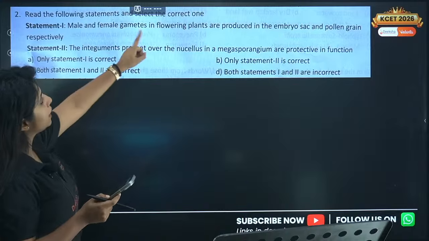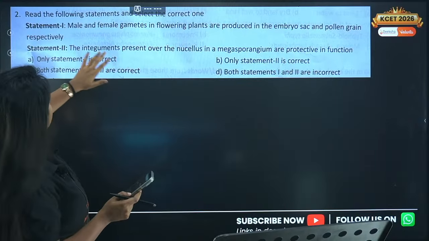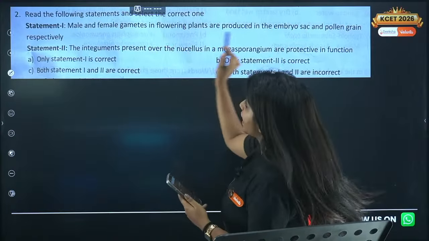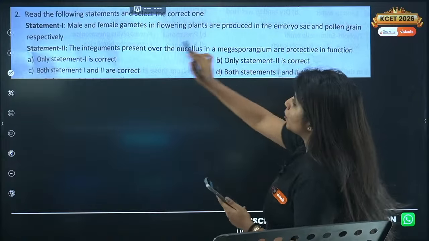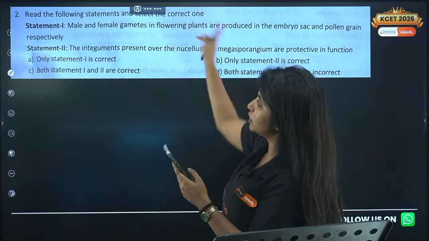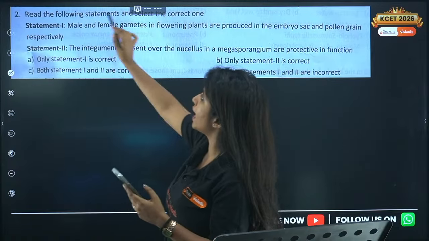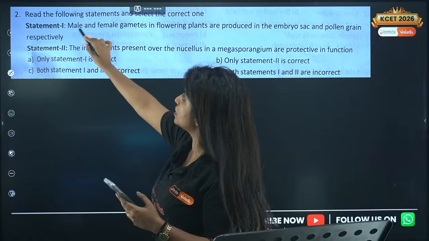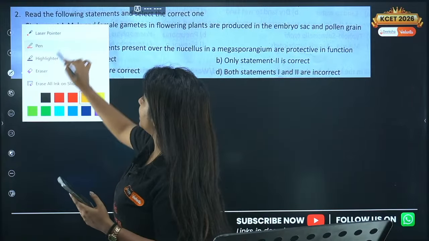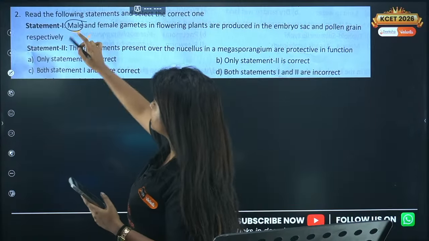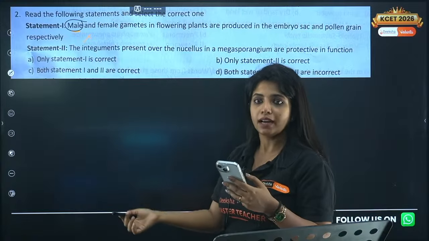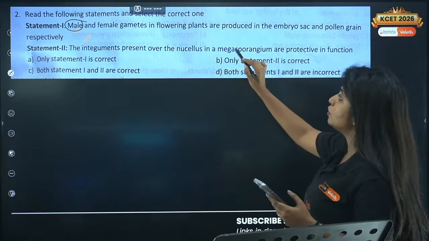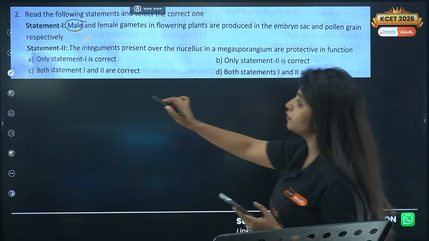Statement 1. Male and female gametes in the flowering plants are produced in the embryo sac and the pollen grains respectively. So do you think the male is produced in the embryo sac and the female gametes are produced in the pollen grains? It's wrong. It's a bit twisted out there. So it should have been female and then male. So statement 1 would be wrong because of the positioning of the male and the female. Here if it was female first and then male, the statement would have been correct. Now the integuments present over the nucellus in a megasporangium are protective in function.